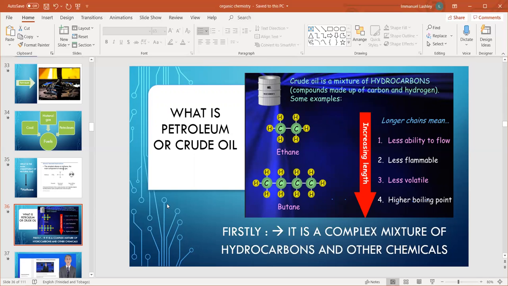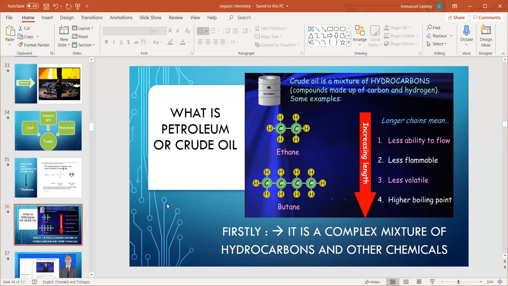So for example, ethane is a hydrocarbon because it is made up of carbon and hydrogens. Butane is a hydrocarbon, it's made up of carbons and hydrogens. But there's something that you should note as the chains get longer. As we go from 1 carbon to 2 carbons to 4 carbons to 8 carbons, the longer the chain is, the less ability for it to flow, meaning the more solidified it gets.